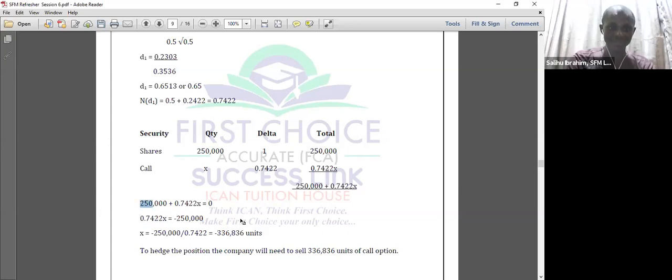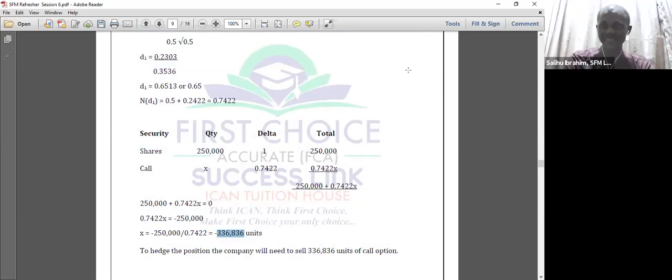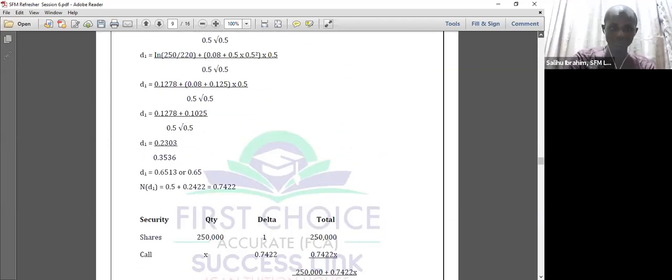I'm transferring this to the other side. I have minus 250,000. Then find the value of X. I have X is equal to minus 250,000 over 0.7422. Now, there's something I need to do here that I did not do. Let me tell you. The question says, look at the instruction. I didn't use that instruction. Let me tell you how to use that instruction.